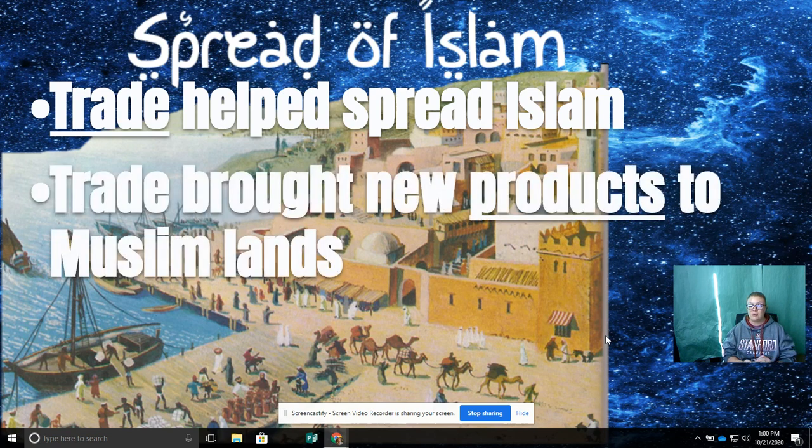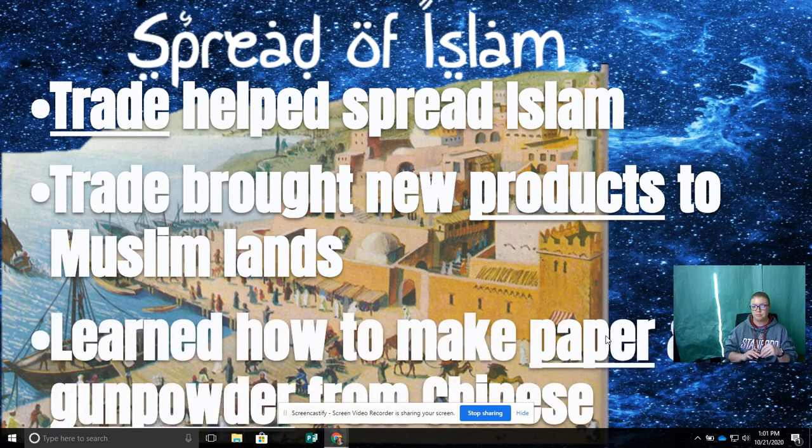So trade brought new products to the Muslim lands. As we look at the map, we're going to see there's obviously different regions that they are going to be trading with. So they're a desert land, but they're also going to be trading with China. They're going to be trading with Africa. So these countries and these continents have much different materials and products than they do. So they're going to be able to really expand their trade this way.